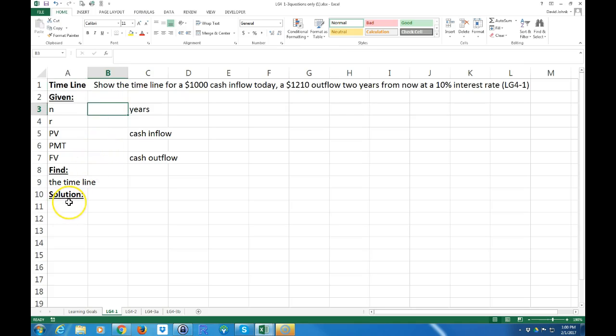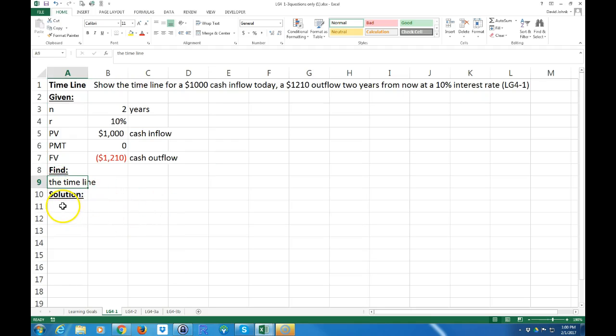So, what are we given? We're given N as 2 years. The interest rate is 10%. The present value, well, this is money coming into my pocket, so it's going to be a positive $1,000. There's no payment. And in the future, after 2 years, I'm going to have to spend, or a cash flow out of my pocket is going to be negative $1,210. So this is basically what we're given.